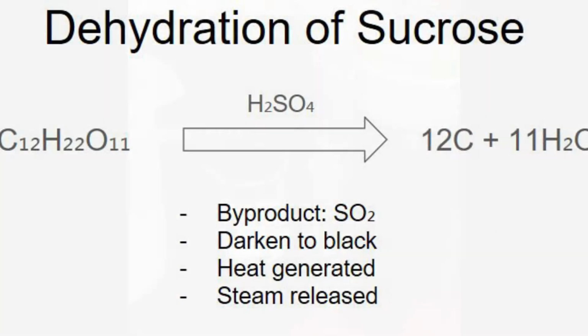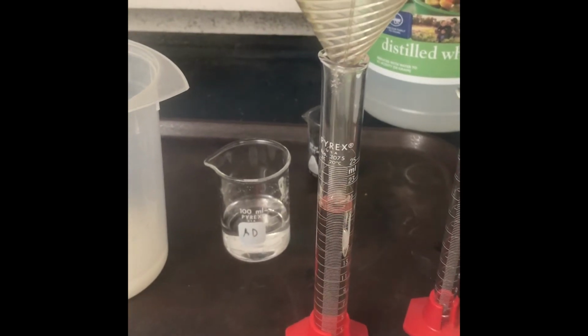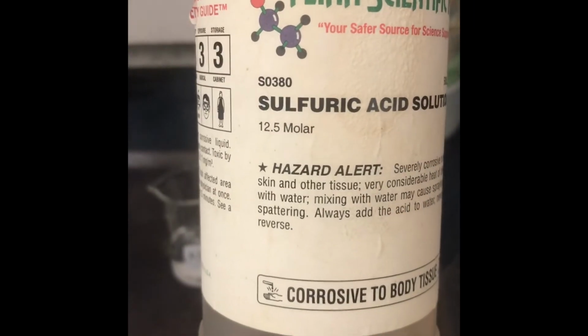As you watch the reaction progress, make sure to look for black fluid being produced, as well as steam on the sides of the container. For trial 1, we'll use 12.5 molar sulfuric acid.